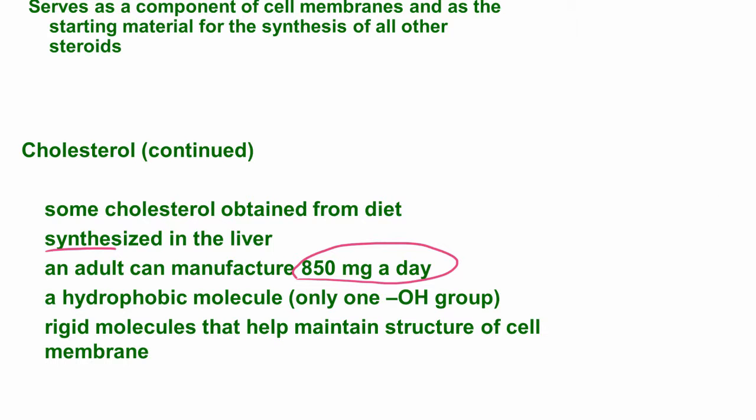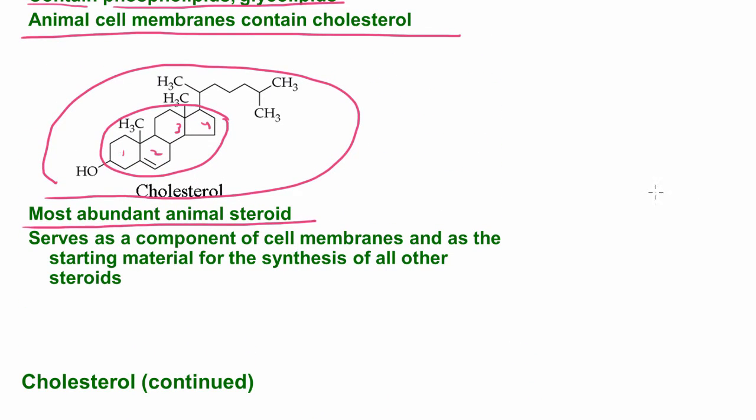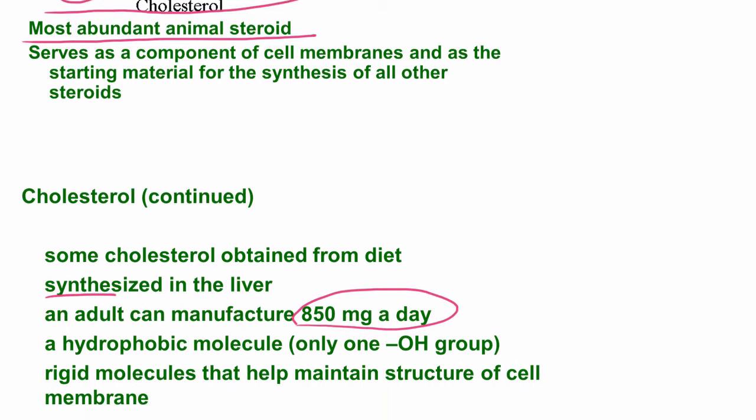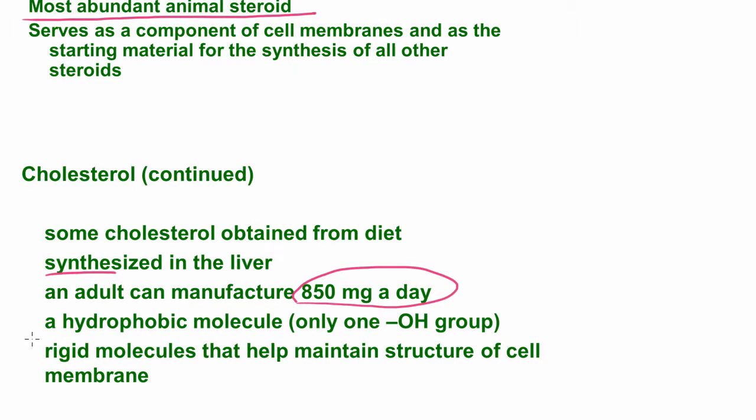If we go back here to the structure, we only see this little polar group, right? The rest of this is mainly carbon and hydrogen. So we see that cholesterol is a hydrophobic molecule. And because of that 4-ring structure, that means that it is a very rigid molecule. Cholesterol is very important to maintain the integrity of the cell membrane structure.